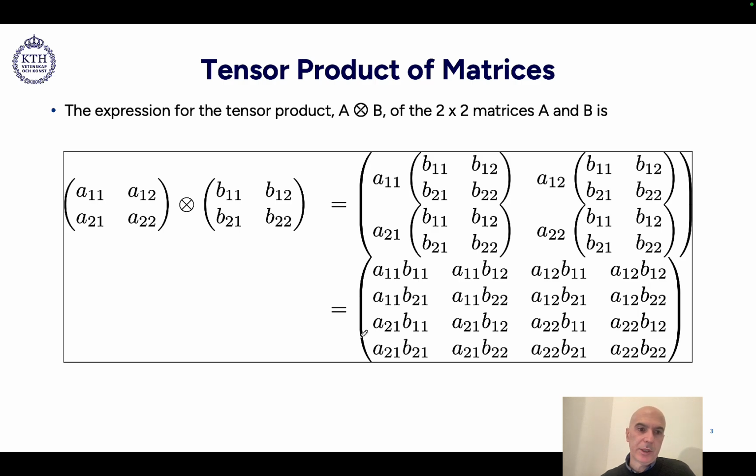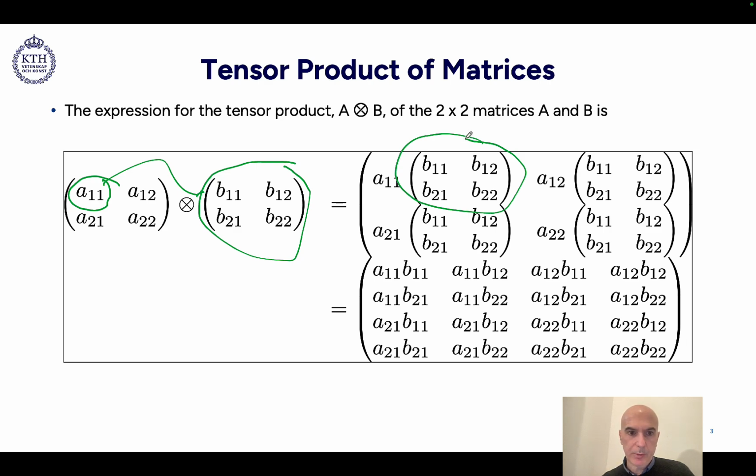This is very similar to what we've seen before. We take each element of the matrix A1, and then we multiply it by the full matrix on the right side, in this case B, and we do it element by element. So we take A1,1 and multiply it by the matrix B, then A1,2 multiplied by the matrix B, A2,1 multiplied by this matrix, and A2,2 multiplied by this matrix. Then the next step is to unroll, and we get four blocks.